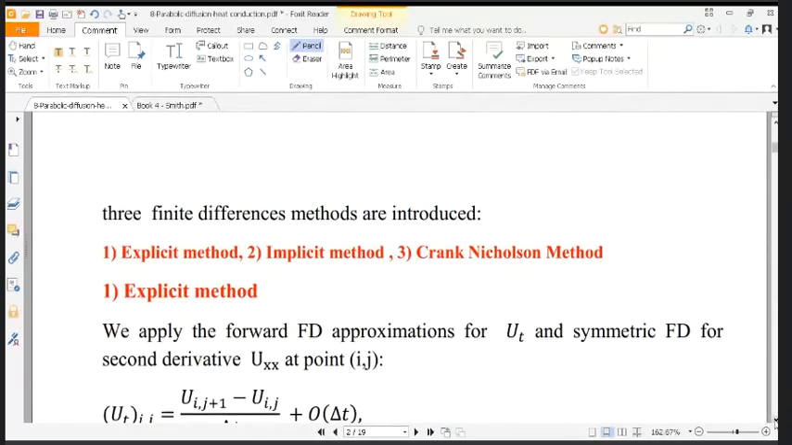At this lecture, I introduce to you 3 finite difference methods for diffusion equation. First, explicit method. Second, implicit method. And third, Crank-Nicolson method. Okay?